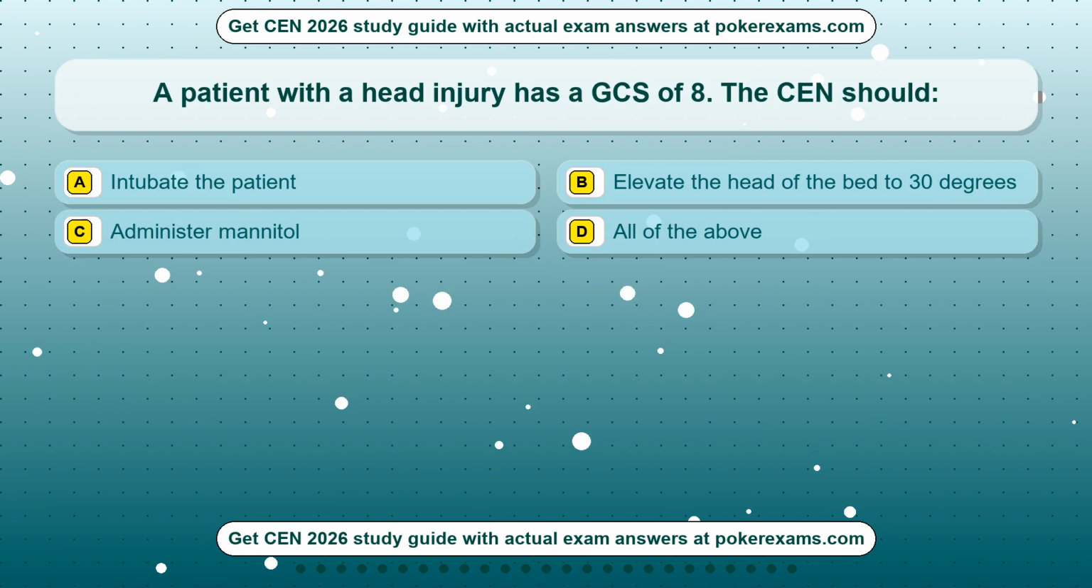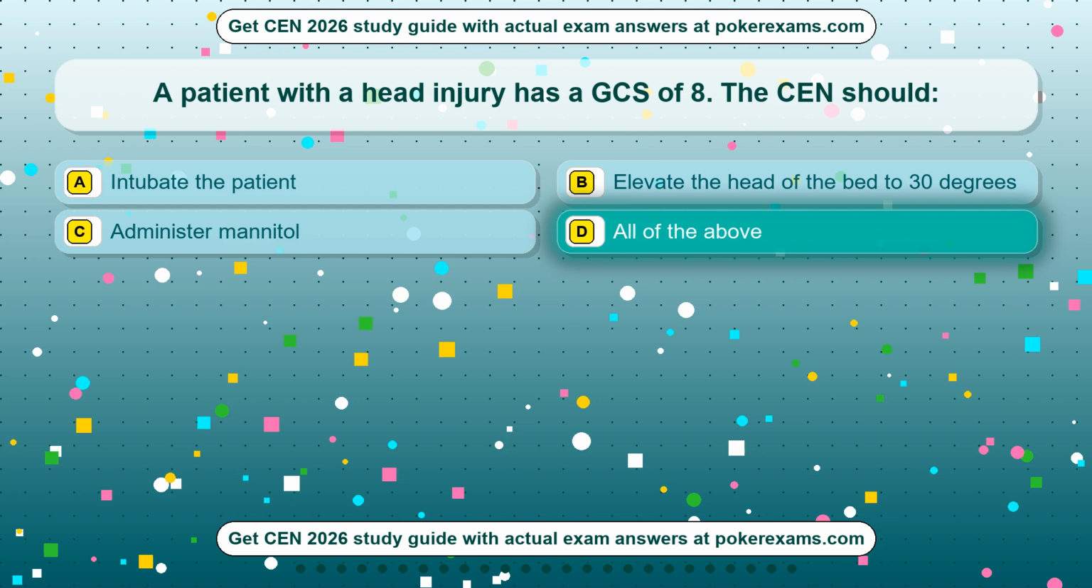Question 17. A patient with a head injury has a GCS of 8. The CEN should: Option A. Intubate the patient. Option B. Elevate the head of the bed to 30 degrees. Option C. Administer mannitol. Option D. All of the above. The correct answer is option D.